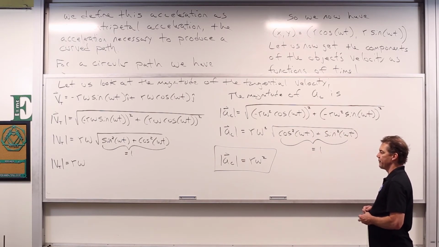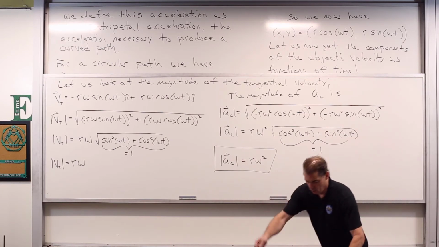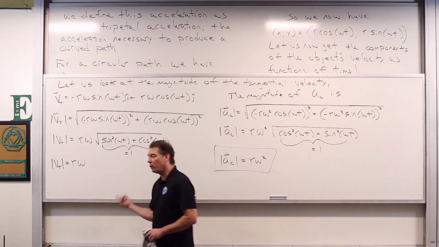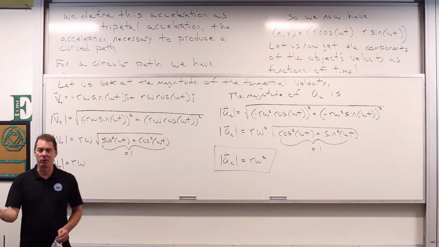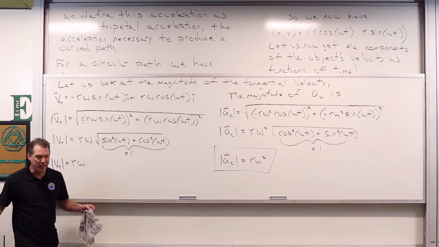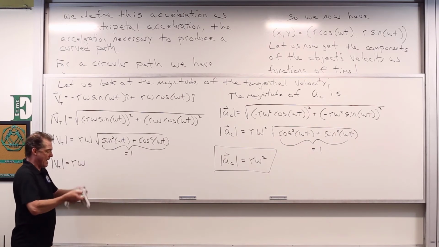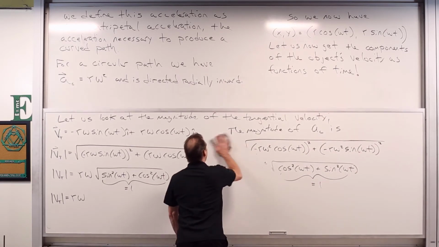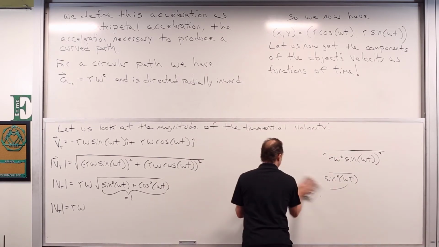What else goes with this? That's pretty good for the centripetal acceleration. What we have now is the ability to talk about an object's total acceleration, because centripetal and tangential are perpendicular with respect to one another. And whenever we have two vectors that are perpendicular to one another, we can talk about them separately.